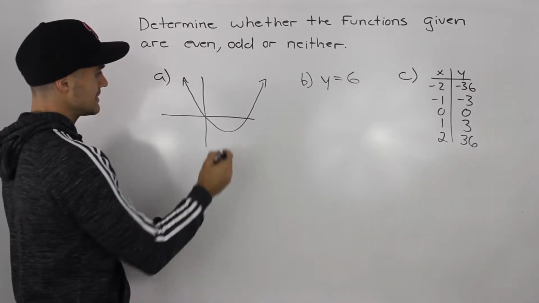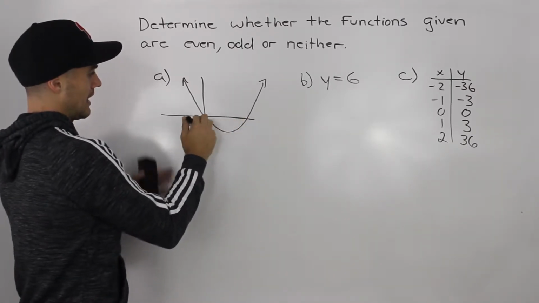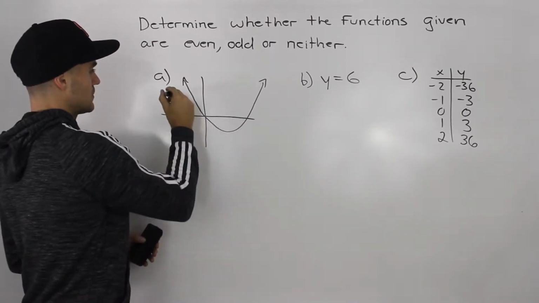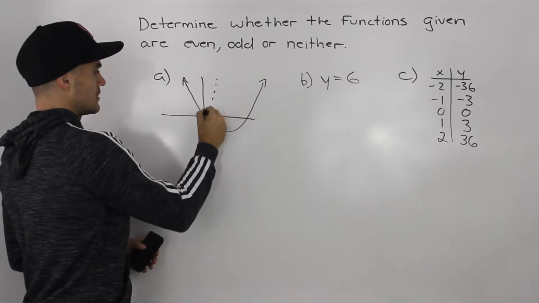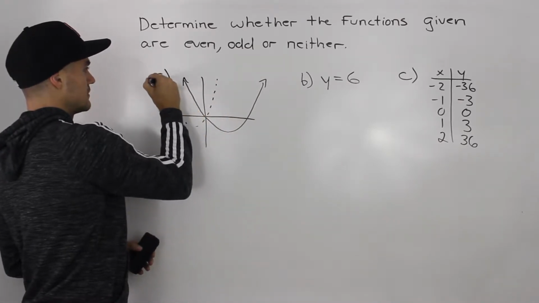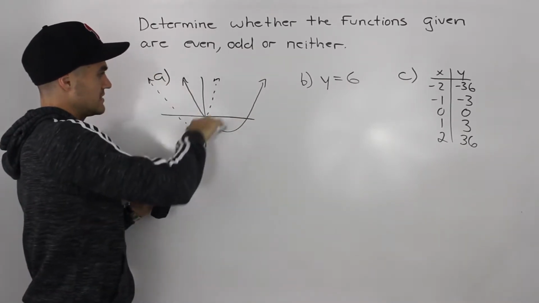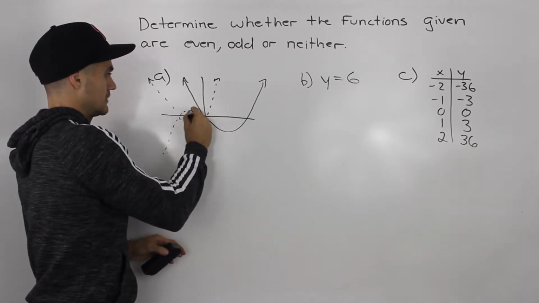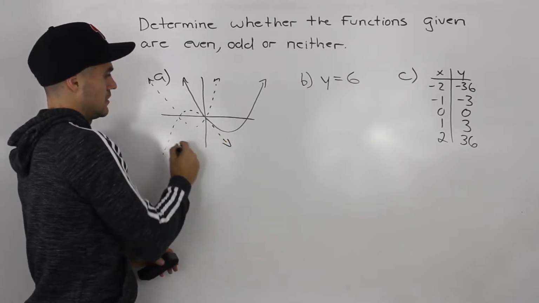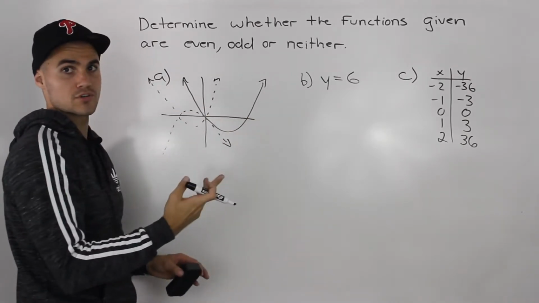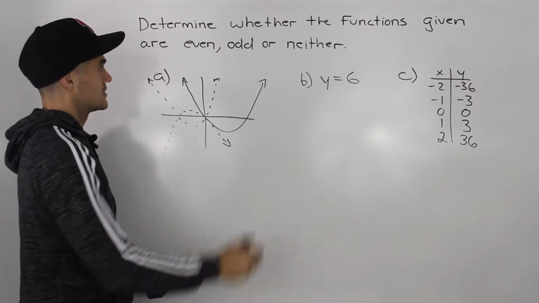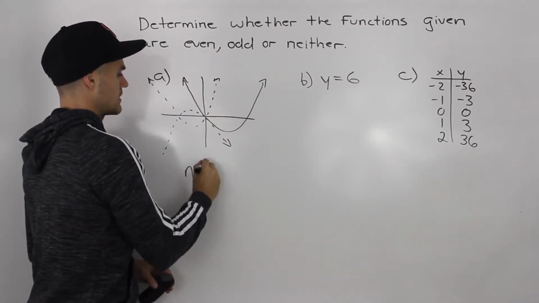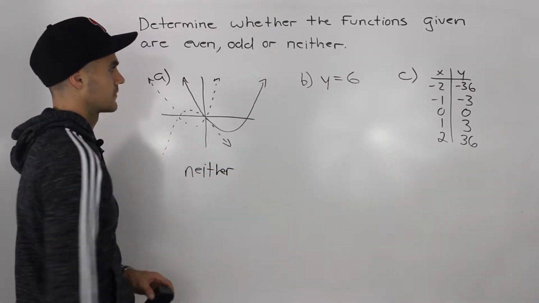Well, if we were to take this function and reflect it in the y-axis, we would get something looking like this. And then if we reflect this new function in the x-axis, we would get something looking like that, which doesn't give us our original function that we were working with. So we know it's neither even nor odd. So the answer for A is neither.